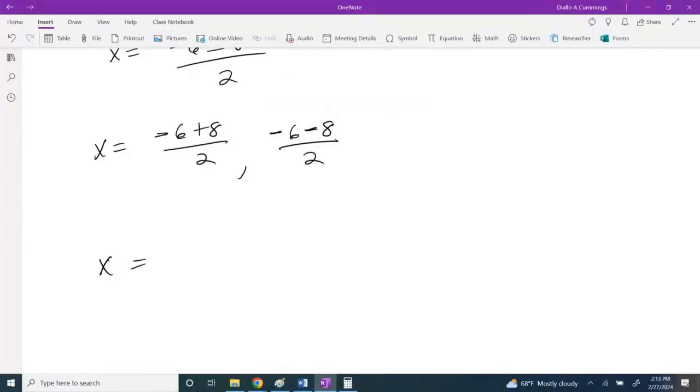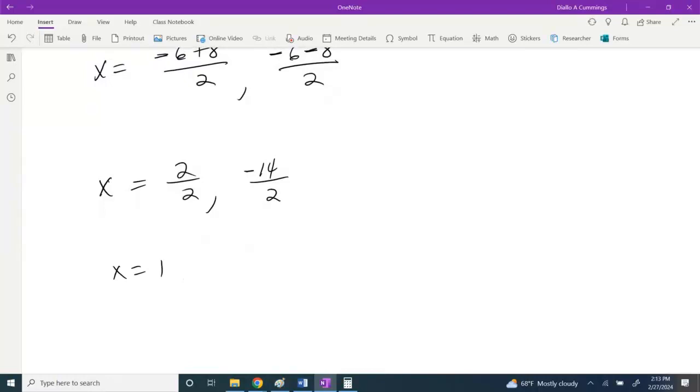Right, so now I want to simplify my numerator, simplify the denominator, and then divide. If we look at this first solution, -6 plus 8 is positive 2 over 2. If we look at the second solution, -6 minus 8 is -14 over 2. And now I'm going to simplify. So x is equal to 1 and -7.